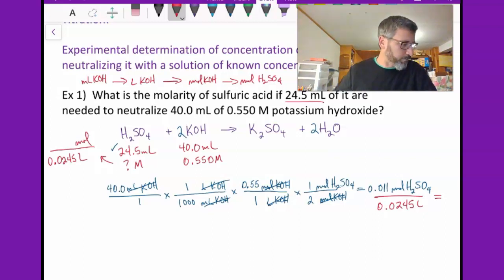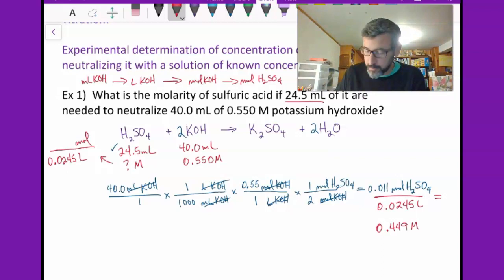And so I get 0.44897959, and it looks like 3 sig figs, so 0.449 molar, this is moles over liters, H2SO4. So that is my unknown concentration.